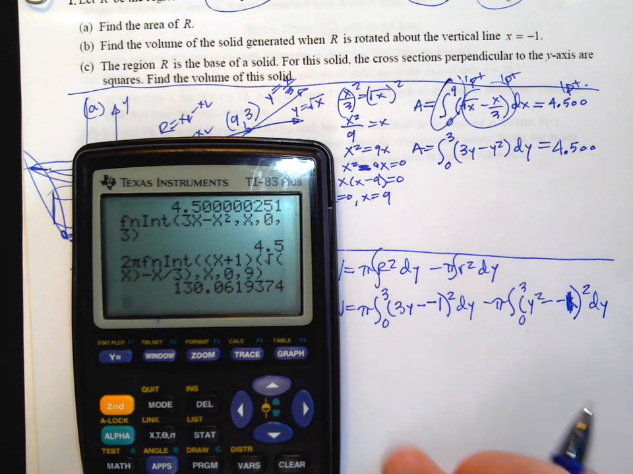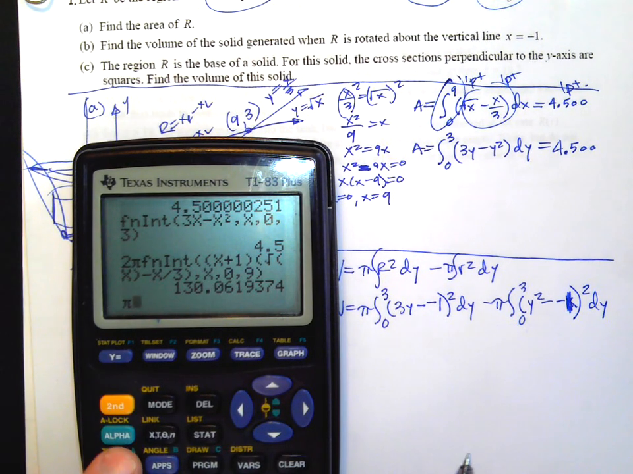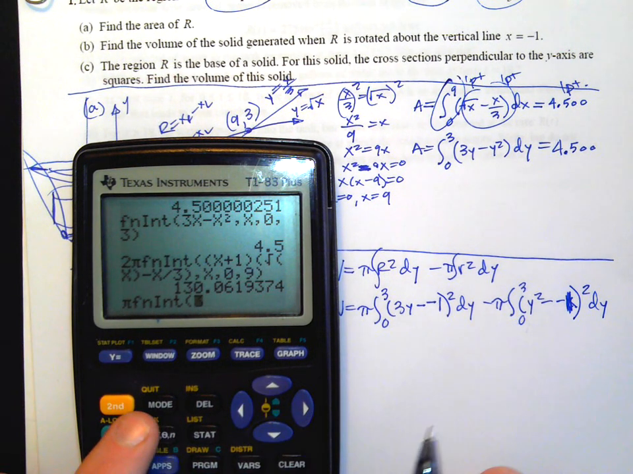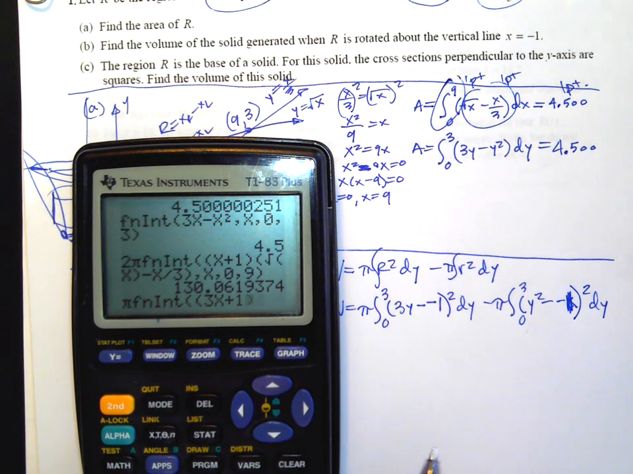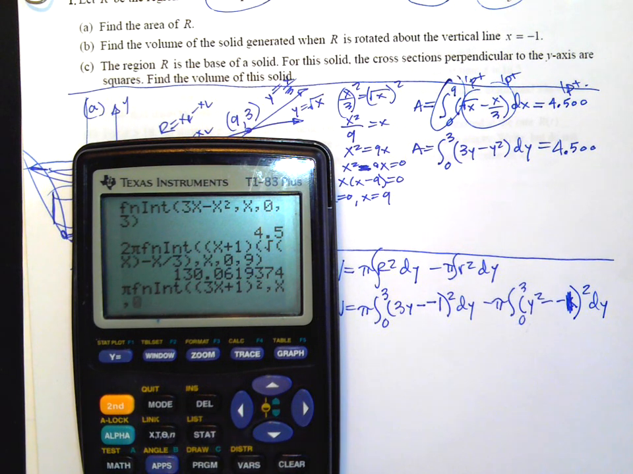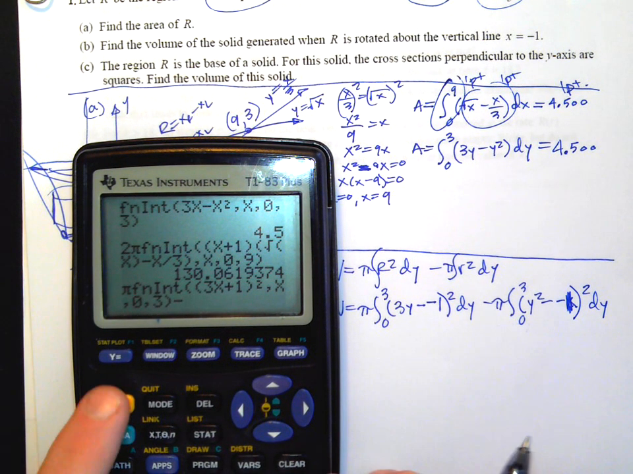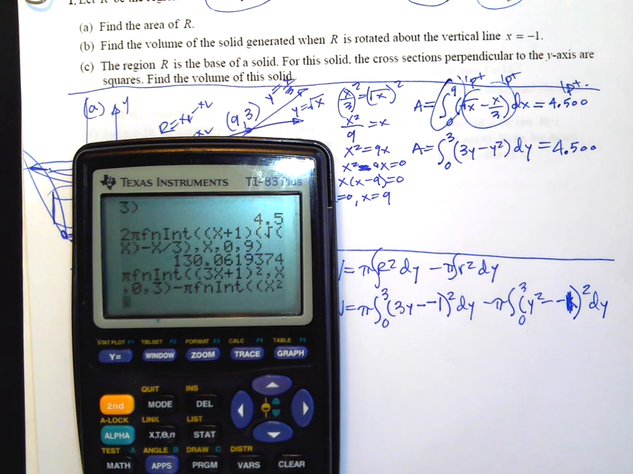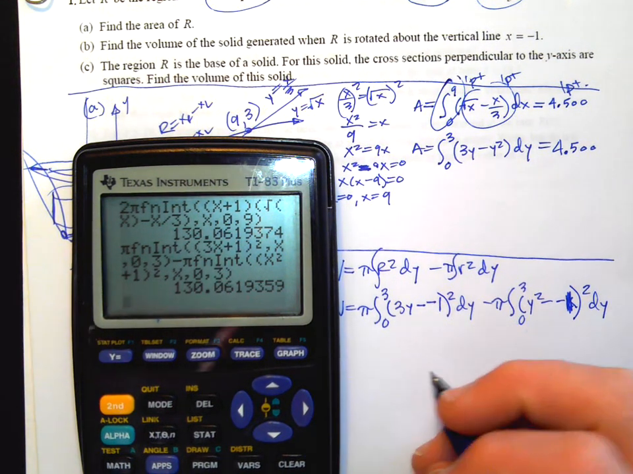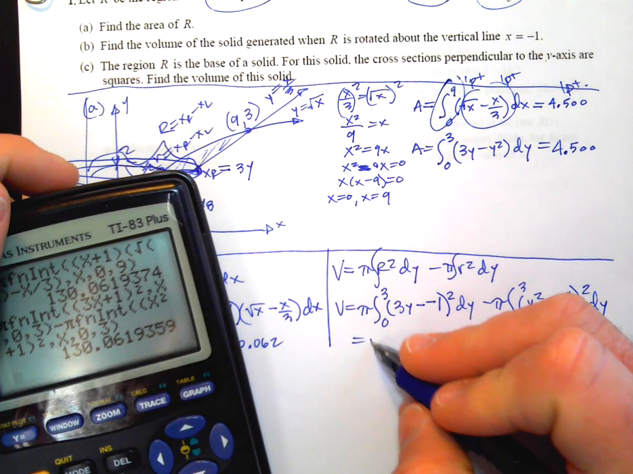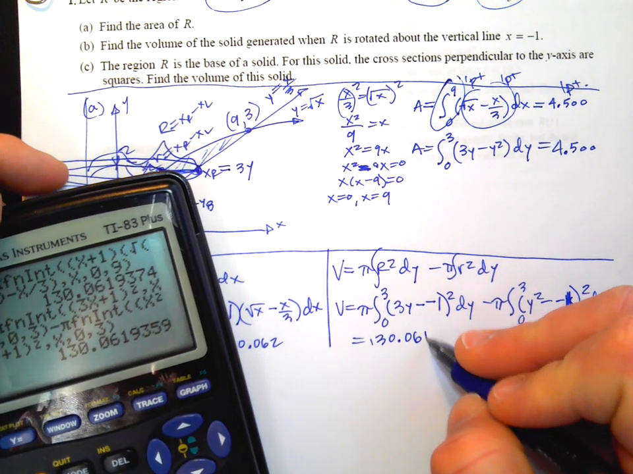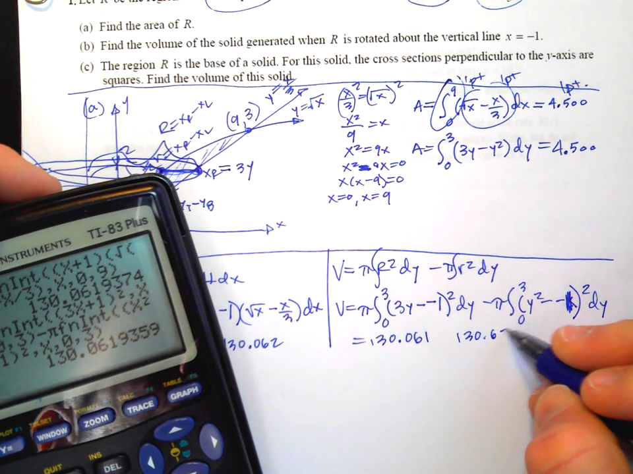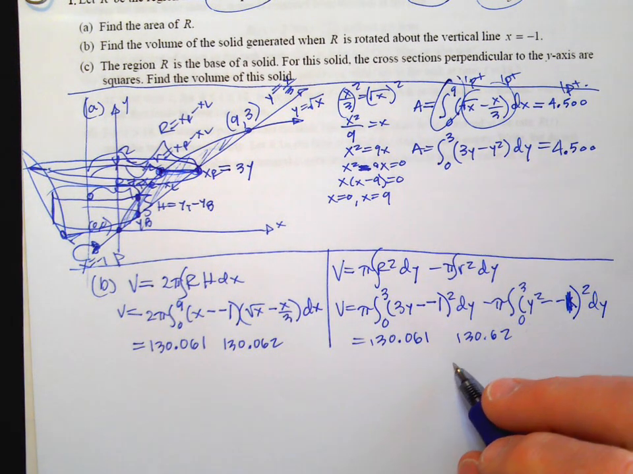So let's see if we get the same answer. Pi math 9 parentheses 3x plus 1 squared comma x comma 0 comma 3 minus pi math 9 parentheses x squared plus 1 close them squared again comma x comma 0 comma 3, and hopefully we get one. Oh, there we go. So we got 130.061 or 130.062.